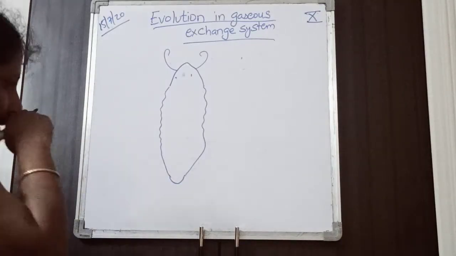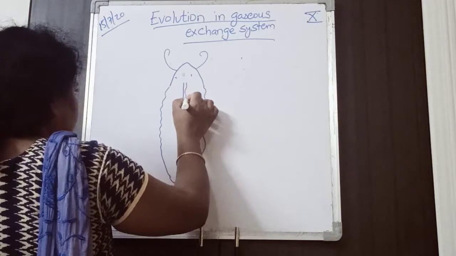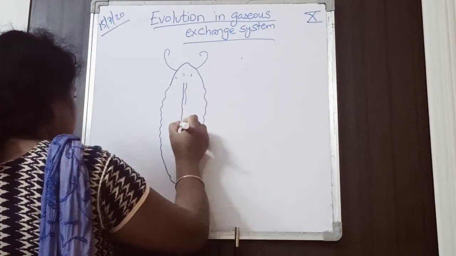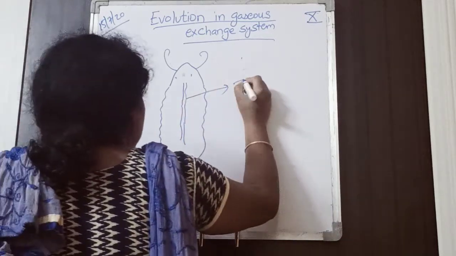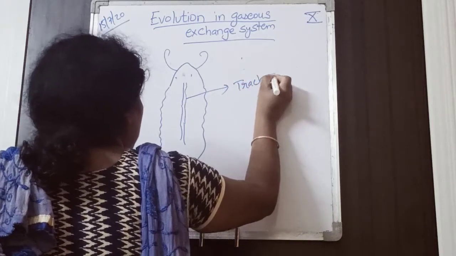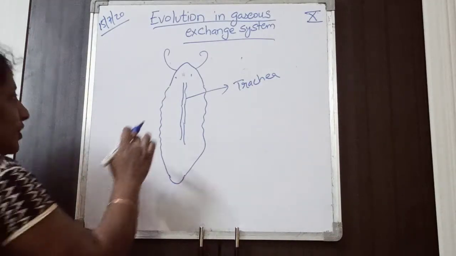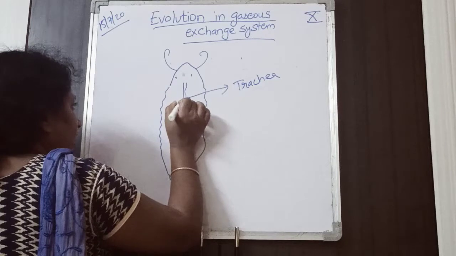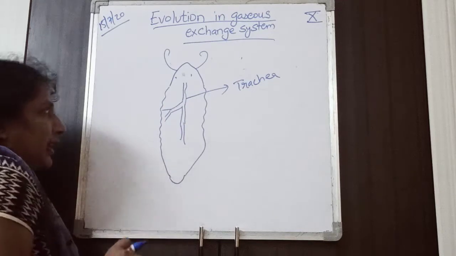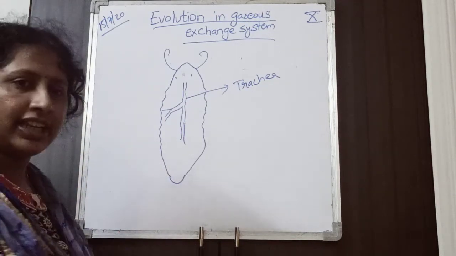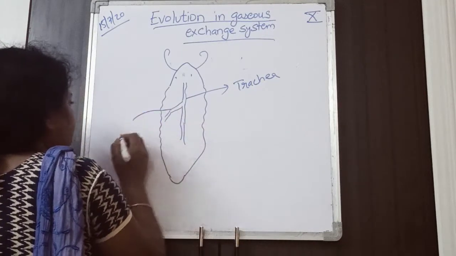Now we have tube-like structures in them. These tube-like structures are nothing but trachea. These are again divided into small fine branches. The trachea is divided into small fine branches called tracheoles.